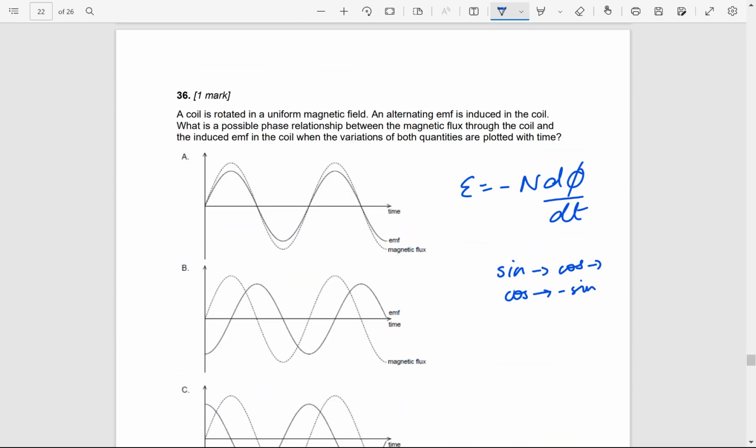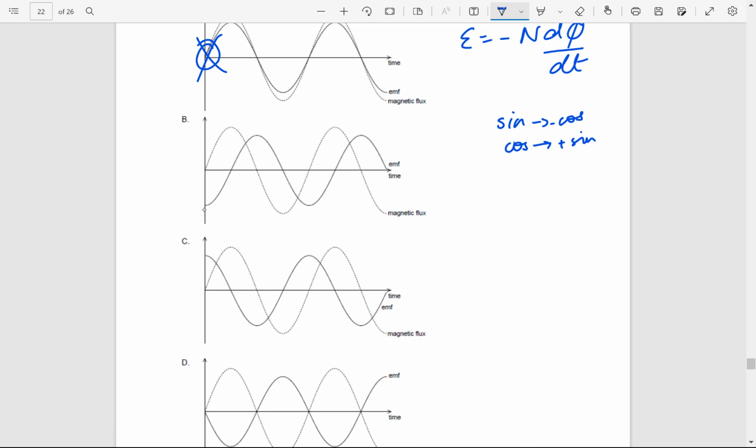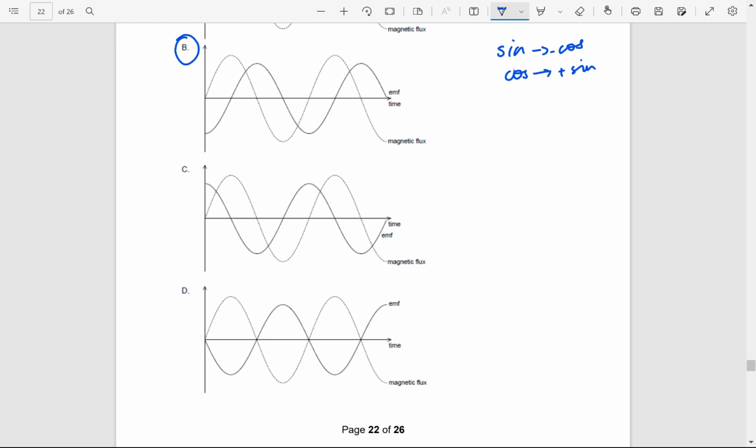So sine actually goes to minus cos, and then minus cos. So cos would go to minus sine, but it doesn't. It goes to sine, etc. So we are going from a sine to a cos shape. All right. This one doesn't. That's sine to sine. That is not correct. This one goes from sine to minus cos. So that one is correct, and it's going to be the answer.